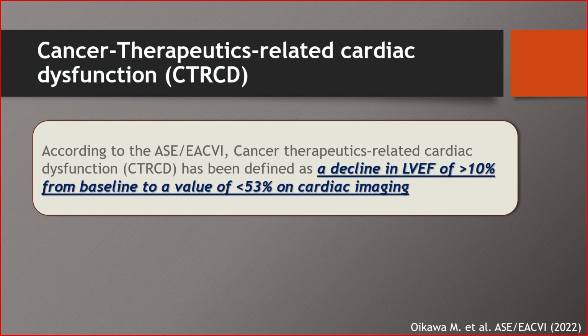According to the American Society of Echo and the European Association, cancer therapeutic related cardiac dysfunction is officially defined as a decline in the left ventricular ejection fraction of greater than 10% to an absolute value of less than 53% on cardiac imaging. When a patient gets an echo at baseline and their EF is, let's say, 65%, and then upon repeat their EF drops down to 50, that would qualify them as cancer therapeutic related cardiac dysfunction. But the hope for today's talk is to help us utilize cardiac imaging to prevent that drop from happening and detect the patients who are at risk earlier.